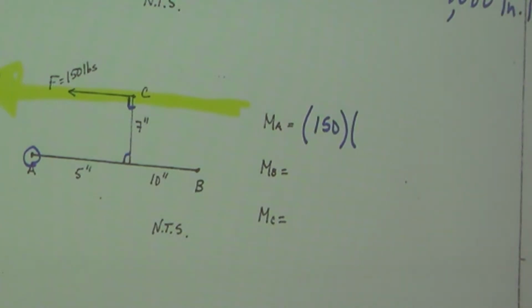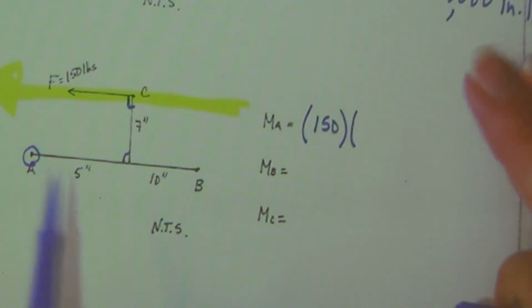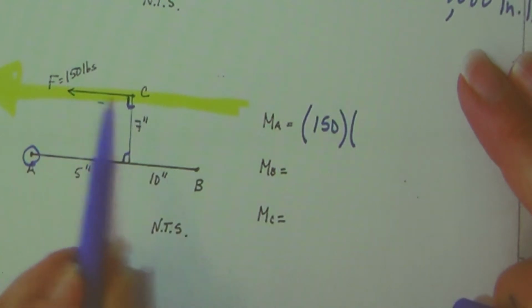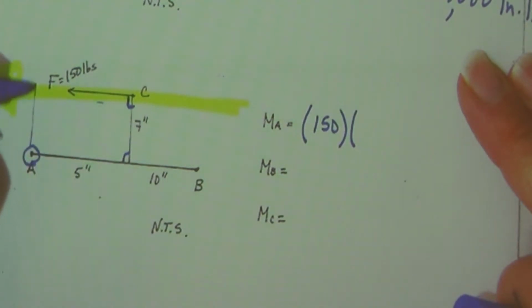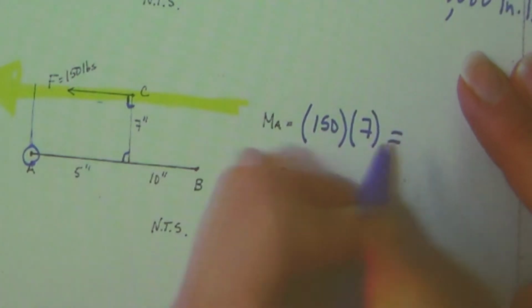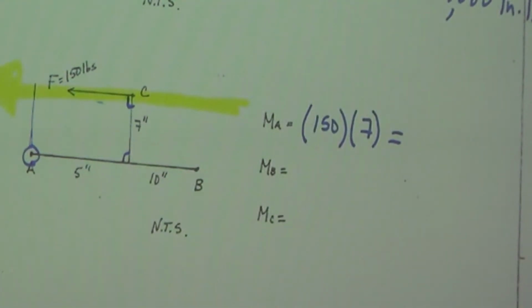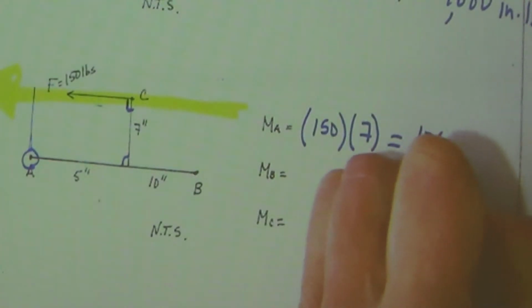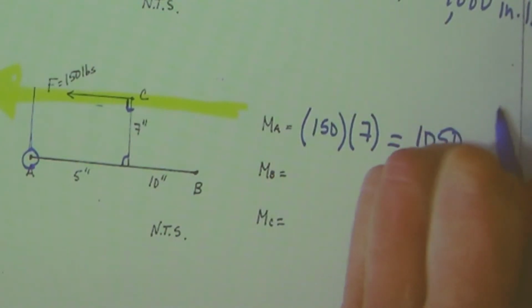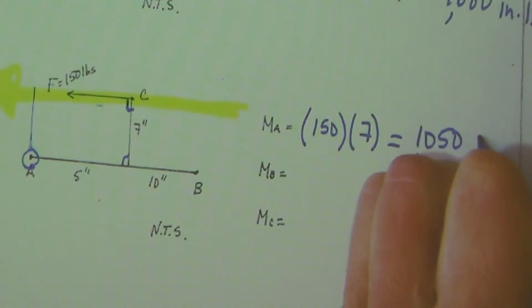Is it the 5, then over, and then? Well, 5 is parallel to it, right? So it's 7. It's gotta be this. This is the perpendicular distance between it, so it's gotta be 7. Comes out to be 1050. And we do it in inches again? Yeah.